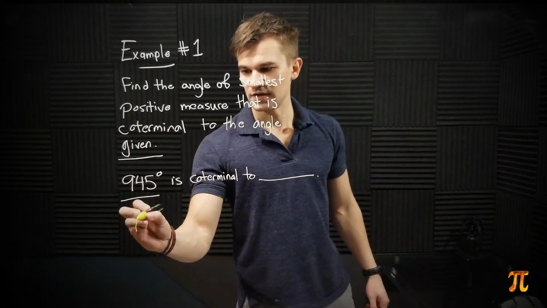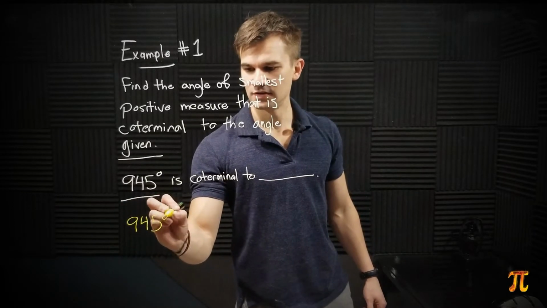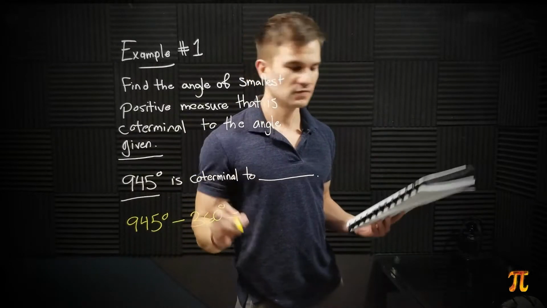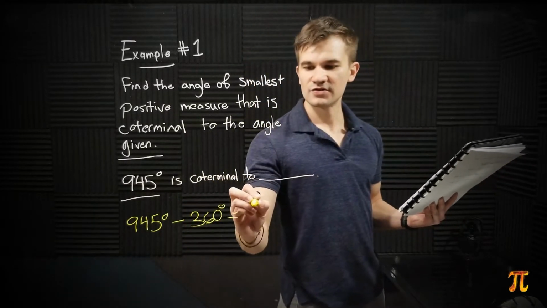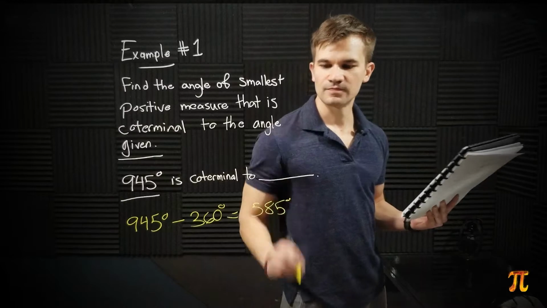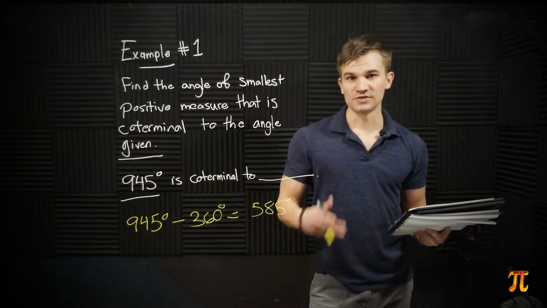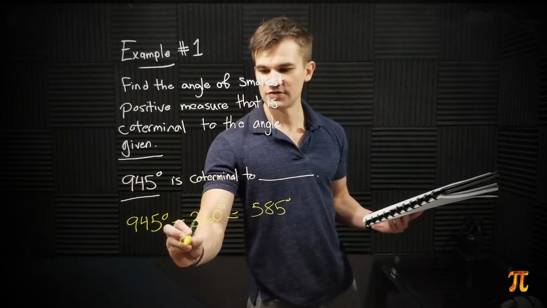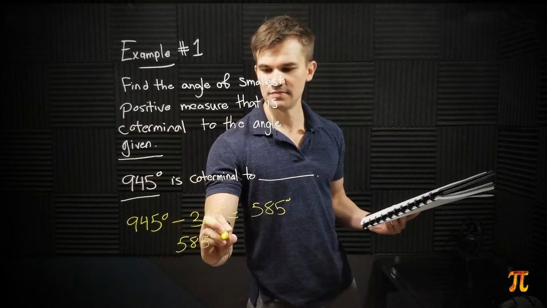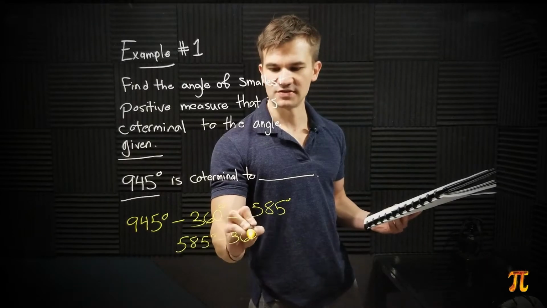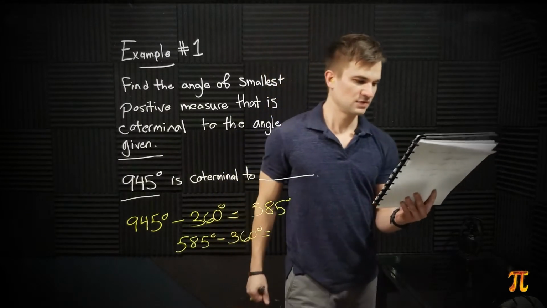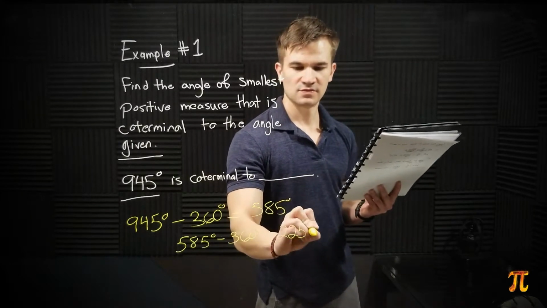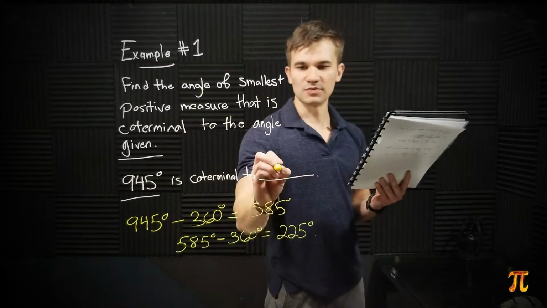So 945 degrees minus 360 degrees, that's 585 degrees. Now, we're still larger than 360, so we're going to subtract it again. 585 degrees minus 360 degrees is 225 degrees. And that's the angle we were looking for.